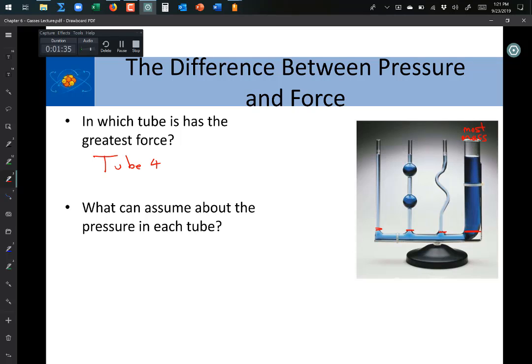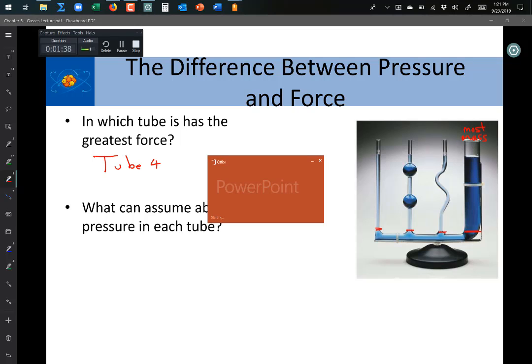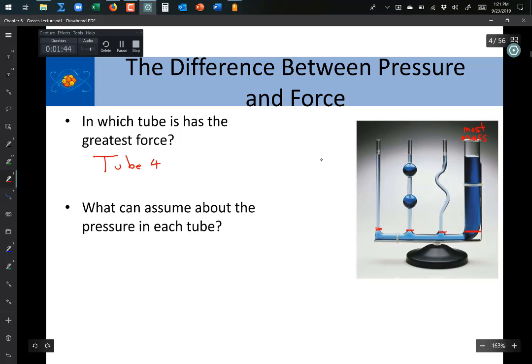Clearly, there's a lot of mass on top of it, and surface area. But what do we know about the pressure in these? All the same. The pressure in all these is the same, because if there were more pressure in one of the tubes than the other, it would push down, right? Isn't that weird?